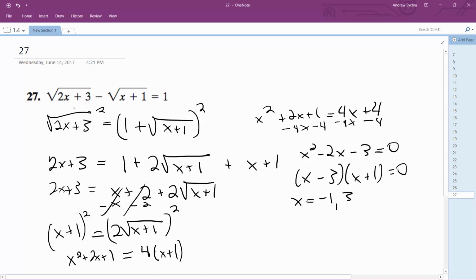What about 3? 3 times 2 is 6, plus 3 is 9, square root of 9 is 3. 3 minus the square root of 4, which is 2, so 3 minus 2 is 1, so that works. So these are solutions because they both check out. x does equal negative 1 and 3. That's it.